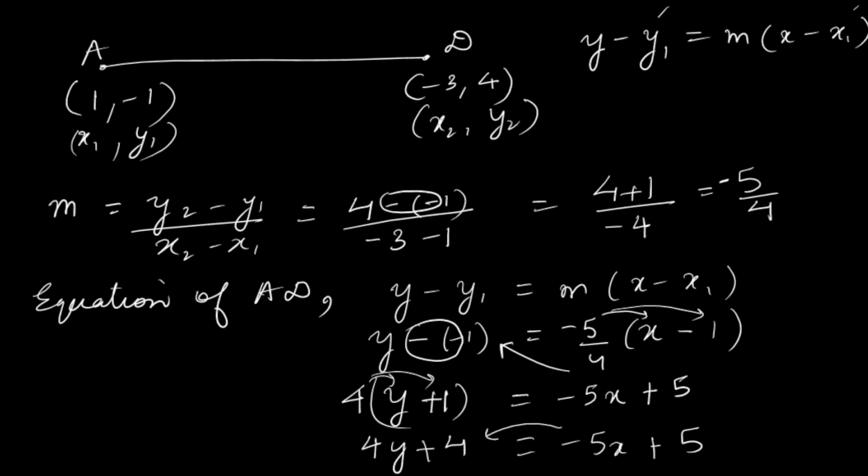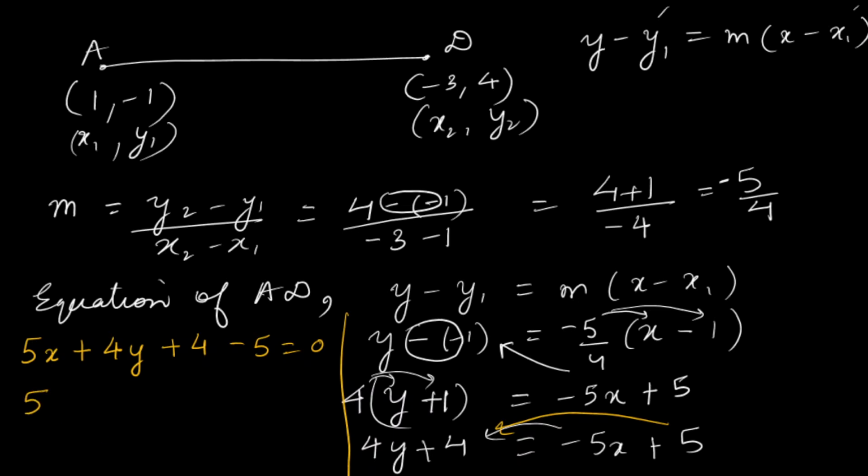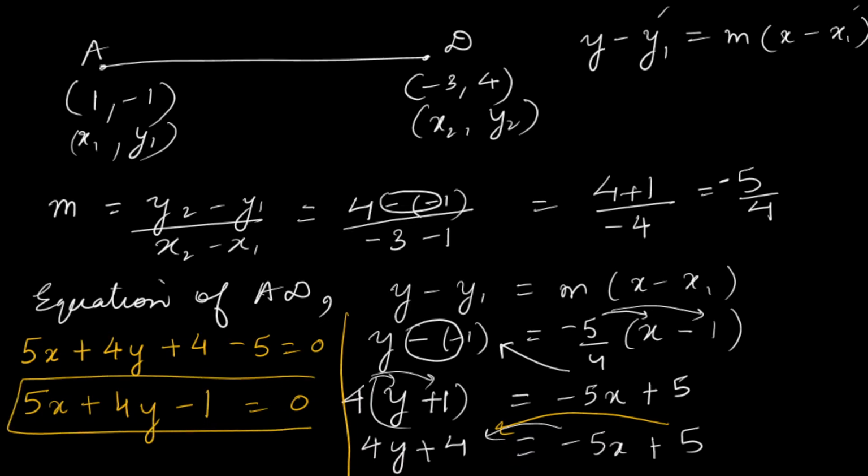Now let's shift everything to the left side. So minus 5x, when I shift, it will become plus 5x. Plus 4y is already there on this side. Plus 4 is there. When I shift 5 to this side, it will become minus 5 is equal to 0. Like terms we can solve. 5x plus 4y, 4 minus 5 is minus 1. So Jayashri, our equation is 5x plus 4y minus 1, not minus 4y.